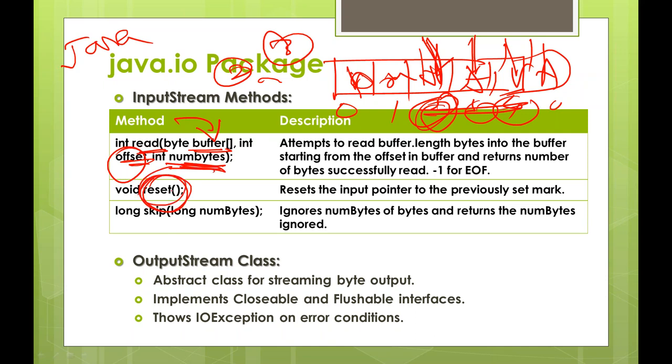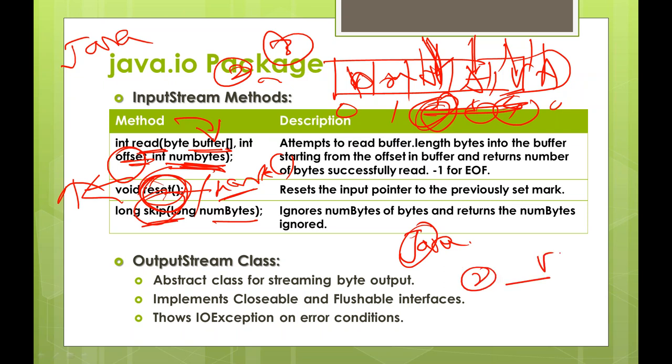As I mentioned, reset will work with your mark function. Mark is the current point: it will place a mark and you can come back to it, within the number of bytes that you specified while marking it. Then skip is used to skip a certain number of bytes. Say you want to read Java and skip the first 2 bytes. You specify 2 bytes and then read, and it will give you VA.